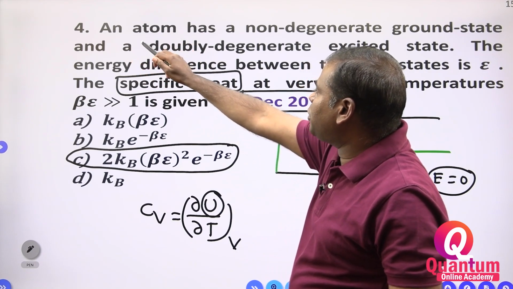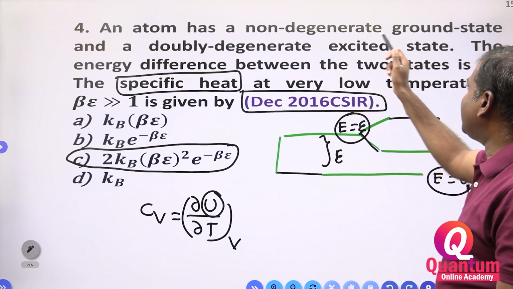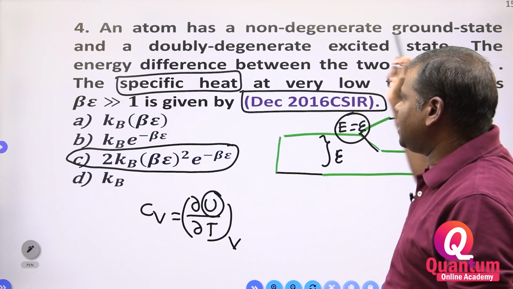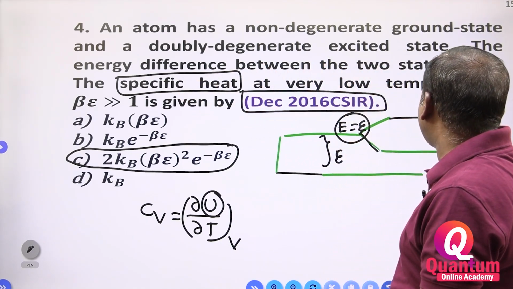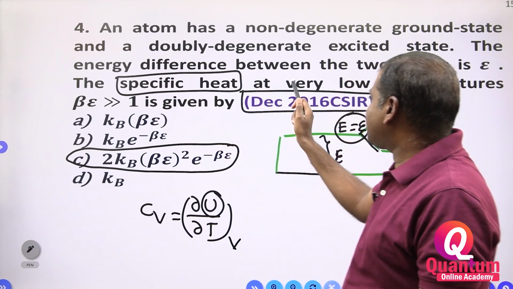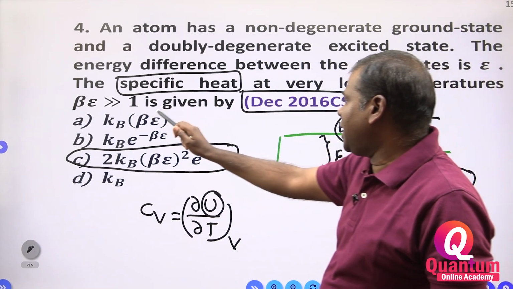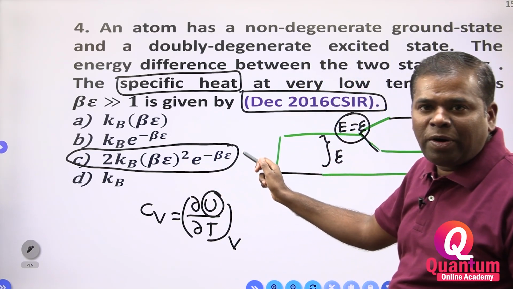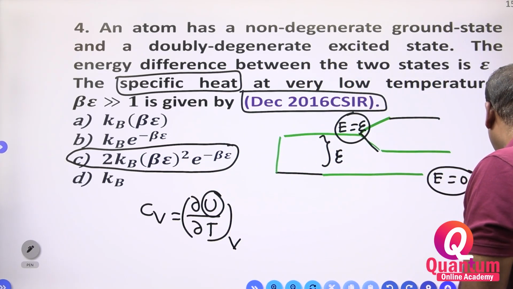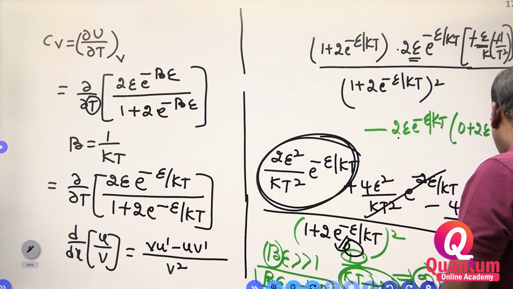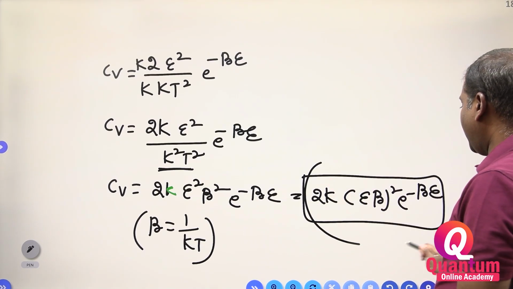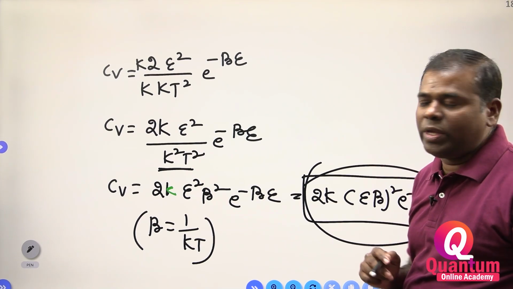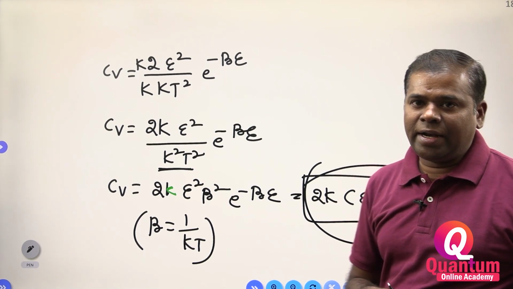Now, once again you have to see: an atom has a non-degenerate ground state and a doubly degenerate excited state. The energy difference between the two states is E. The specific heat at very low temperature is 2k (beta E) whole square e to the power of minus beta into E. Once you check the answer, which one are you getting? 2k (E beta) whole square e to the power of minus beta into E. Like this, questions will come, right?